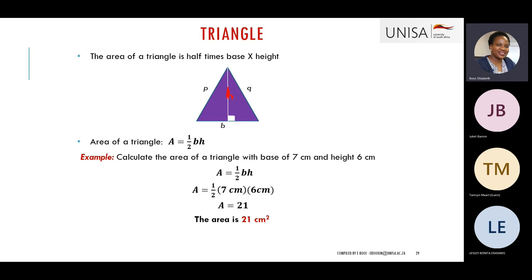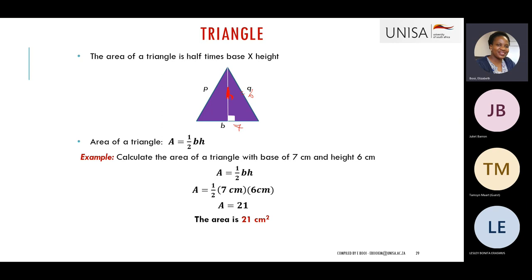And the area of a triangle is calculated by using half times base times height. So if we have a triangle with the base of 7 and the height of 6, we just substitute into that formula. If our height is 6 and our base is 7, half times 7 times 6 will give you 21 centimeters squared.